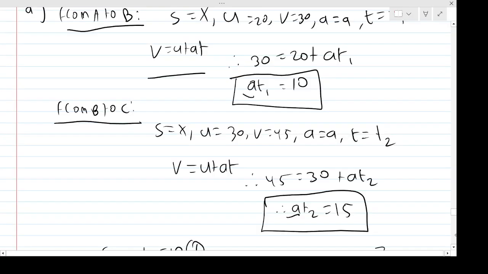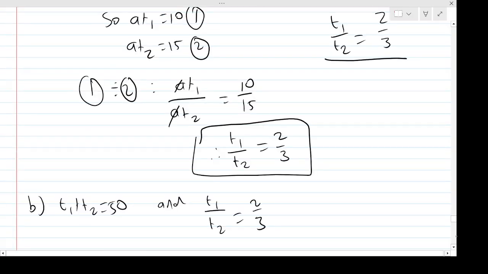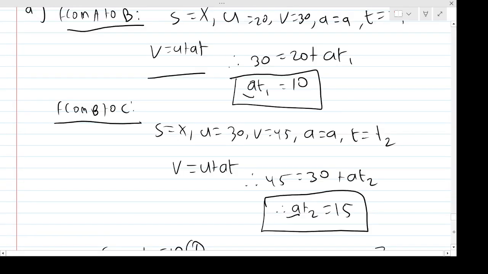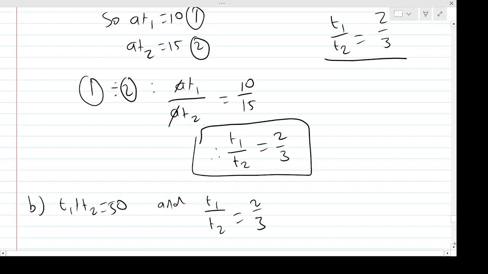Before we jump to that, we're probably going to need to solve for T1 and T2, because T1 in particular is the time for this first part of the journey here. So we want the distance x between A and B, but also going to want the time between A and B, because the distance formula requires the time. So we're going to need to find T1 here. If we deal with these equations, we're going to just need to solve them like simultaneous equations.